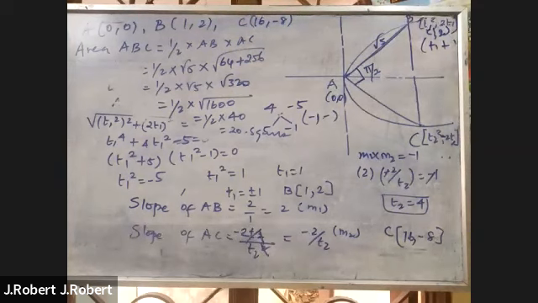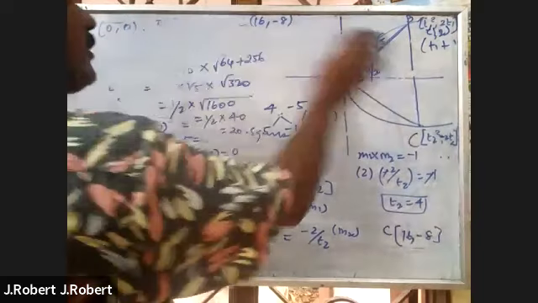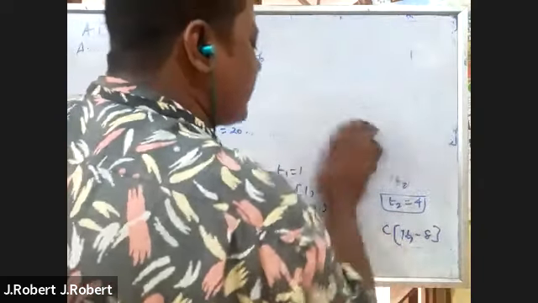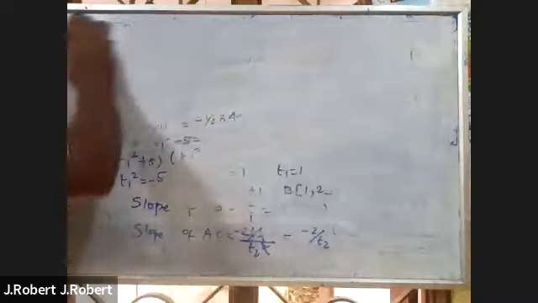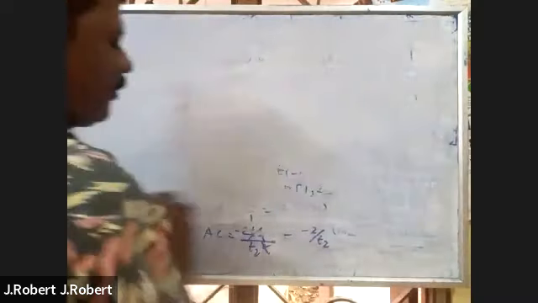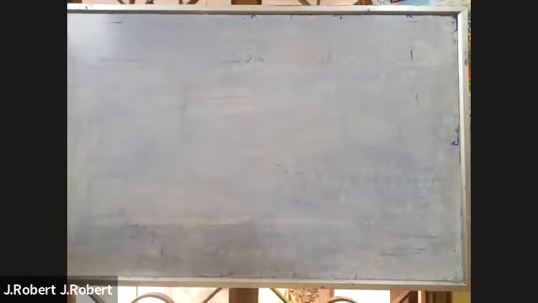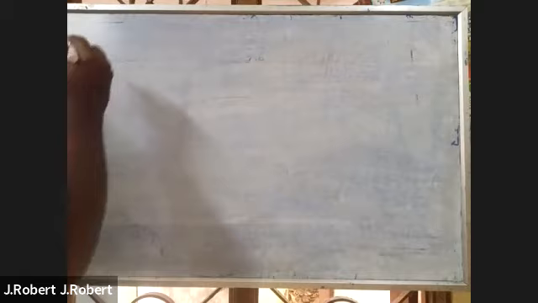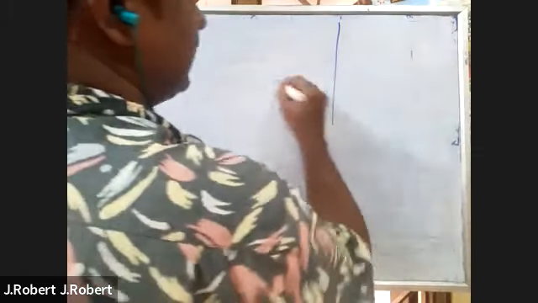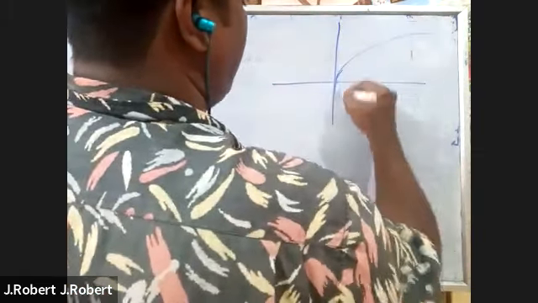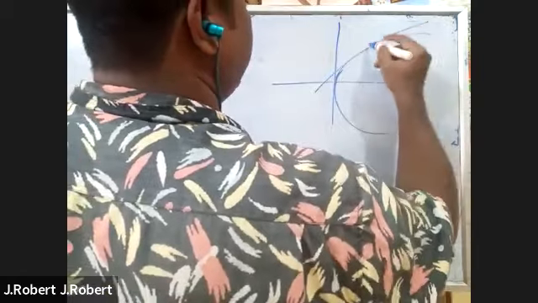Okay, we'll do the next problem. A tangent to the parabola y squared is equal to 8x. The tangent to the parabola y squared is equal to 8x makes an angle of 45 degrees.